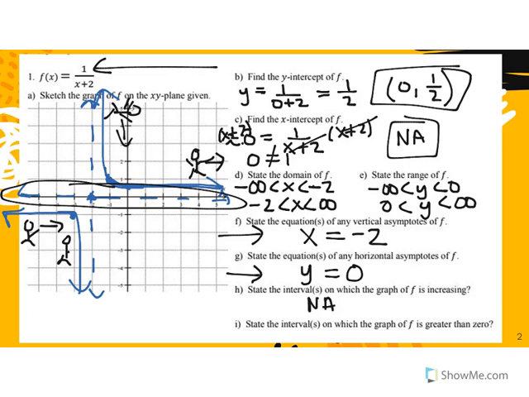Now, what about when it's actually greater than 0? That means that this is above the x-axis. So we are looking to see anything that is positive or above the x-axis. So let's see what part of our graph actually is above the x-axis.